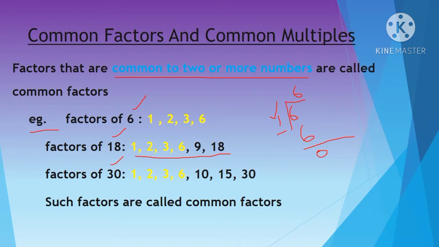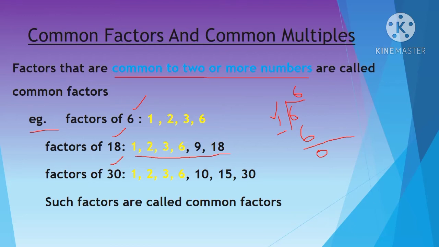So look at here for 6. When you divide 6 by 1, you are getting the remainder 0. 6 divided by 1. So 1 6 is 6, right? So we'll write here 6, 0. Right? When you get the remainder 0, this 1 is known as the factor. This 1 is known as the factor. So like this, 2 is a factor, 3 is a factor, and 6 is a factor.